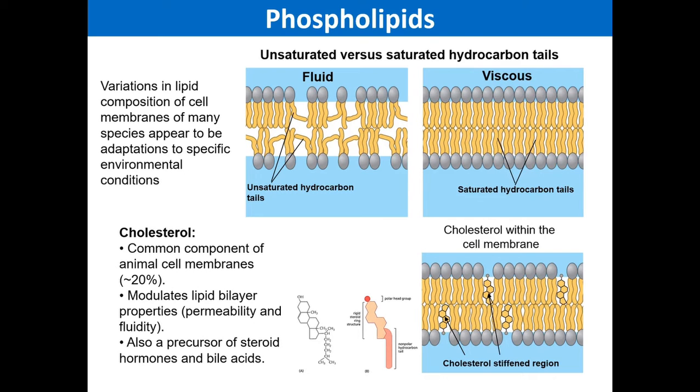Anyways, the steroid core of the cholesterol has a rigid ring structure, and then a fairly mobile non-polar hydrocarbon tail. And it can have a polar group, right? The point is that we do find a certain amount of cholesterol molecules inside the bilayer of phospholipids. And actually 20% of the animal cell membrane is made up of cholesterol. So it's not a small fraction.